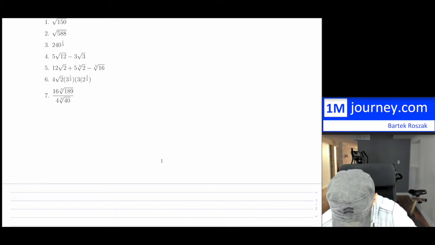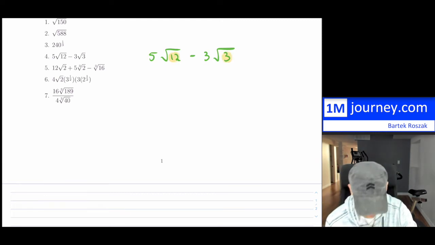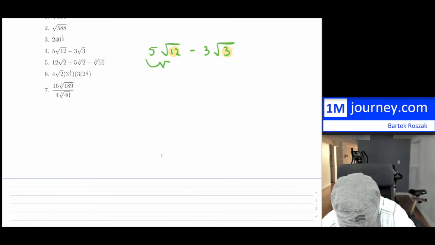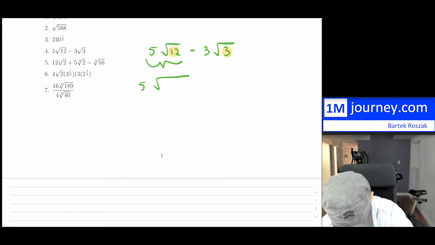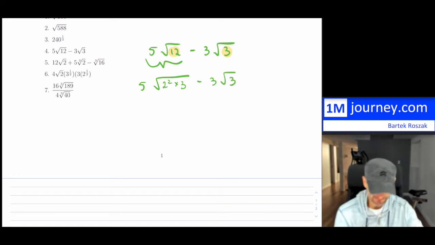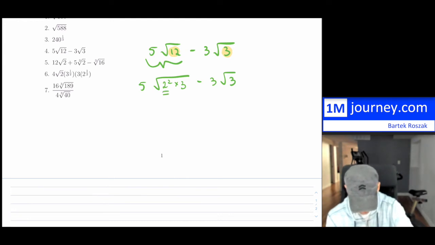Let's take a look. So question 4. The way that it's written, it looks like we can't do anything because the radicand is different, right? Because we have 12 and then 3. But well, let's see if we can reduce this. So this is going to be 5, and then under the radical, 12 is 2 times 6, and 6 is 2 times 3. So this is 2 squared times 3, minus 3 times the square root of 3. Now this 2 squared will come out, so that's going to be 5 times 2, which is 10.